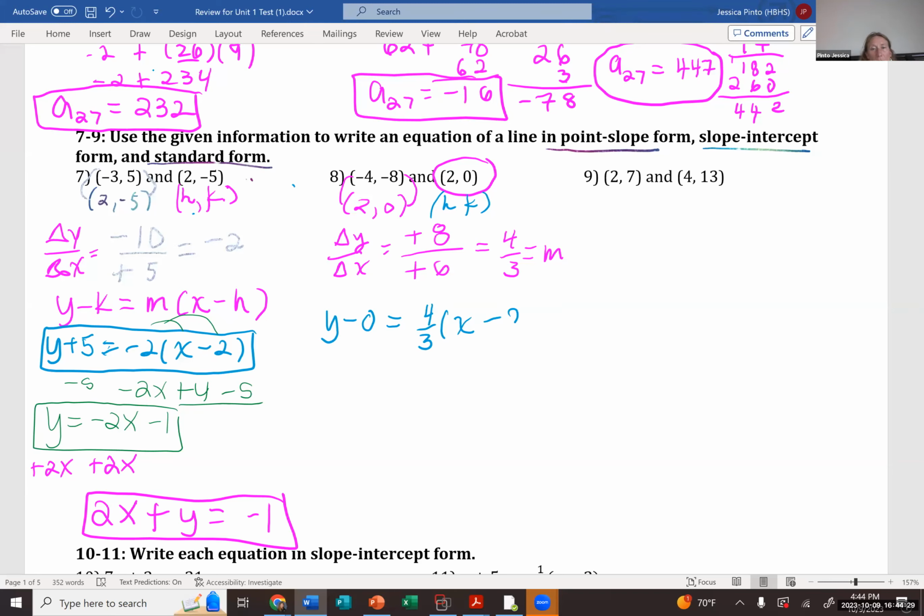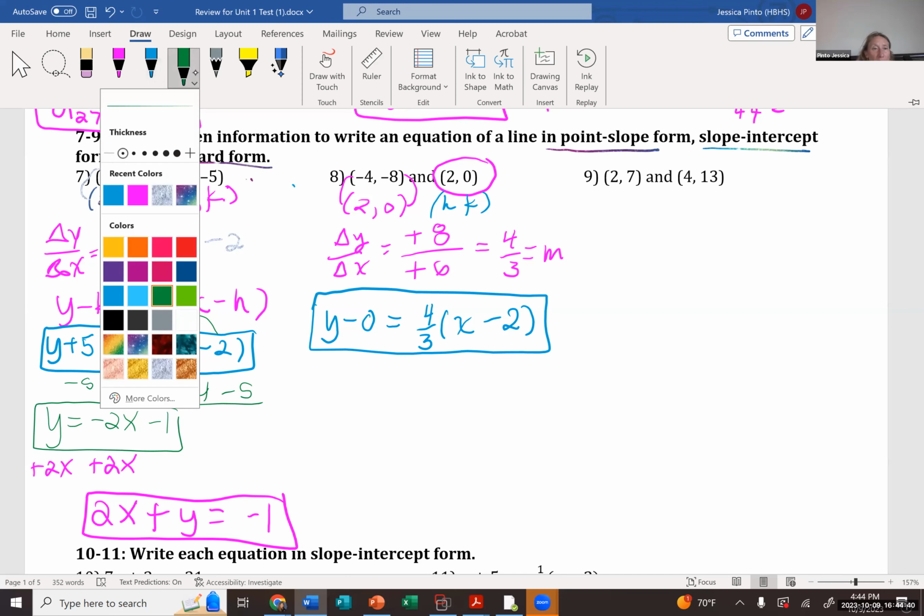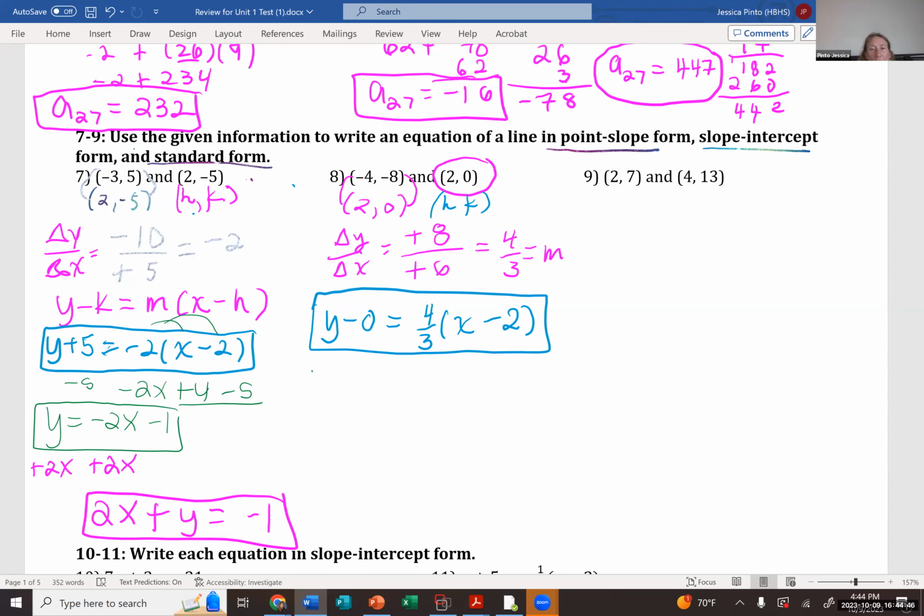X minus 2. All right, that's good for point slope form. What I like about this is that for slope intercept form, y equals mx plus b, it'll be a little bit easier. So I won't have to add the k. So I'm going to distribute. It's going to be 4/3 x. And then it's going to be minus. I'm going to change this to 2/1 times 4/3, which is going to give me 8/3. And so that's going to be my final answer. Y equals 4/3 x minus 8/3.